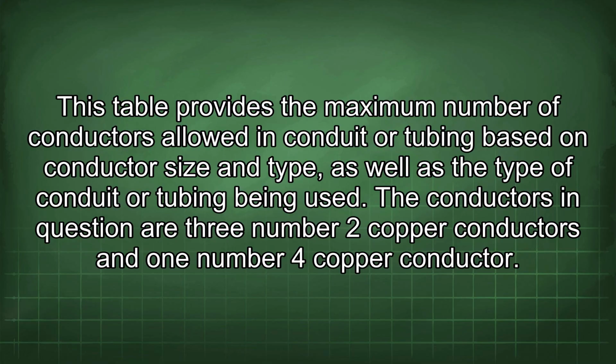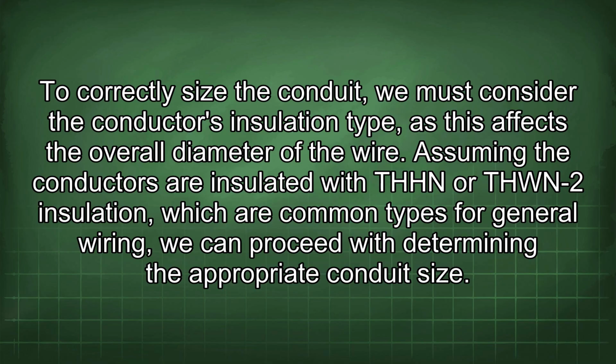The conductors in question are 3 number 2 copper conductors and 1 number 4 copper conductor. To correctly size the conduit, we must consider the conductor's insulation type, as this affects the overall diameter of the wire. Assuming the conductors are insulated with THHN or THWN-2 insulation, which are common types for general wiring, we can proceed with determining the appropriate conduit size.